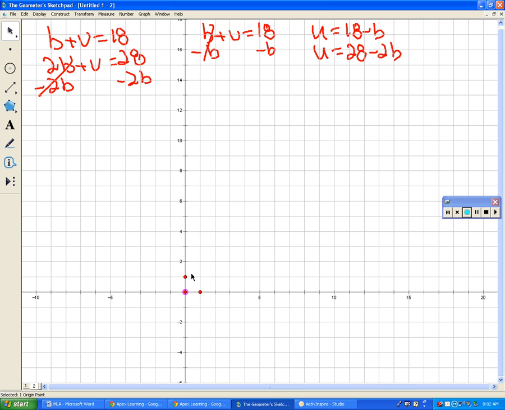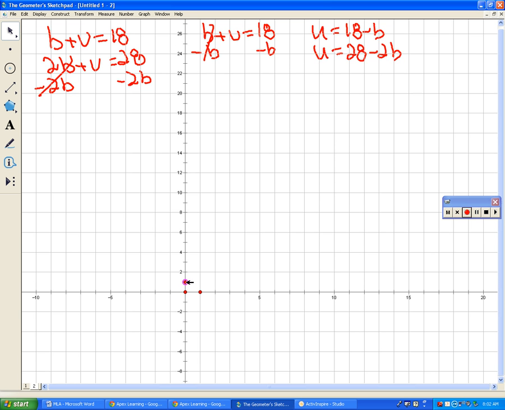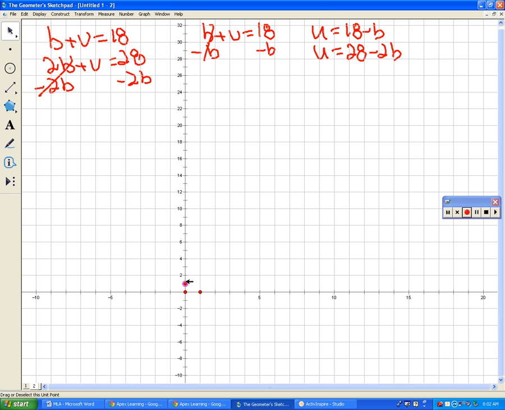This one, the first one, like I said before, is going to cross the y-axis right here at this number that's all by itself. And in this case, that's at 18. So I'm going to put a dot at 18. And then the slope is the number in front of the variable. So since it says negative b, that means the slope is negative 1. So from here I need to go down 1 and over 1 and put a dot. Then down 1 and over 1 and put a dot. And if I connect those dots, then that is the graph for that equation right there.